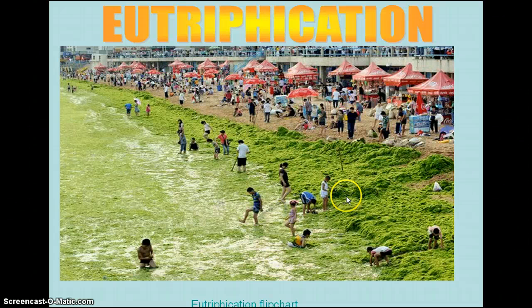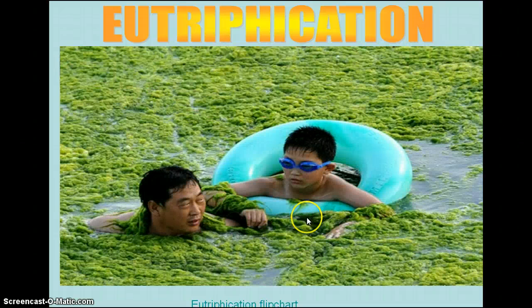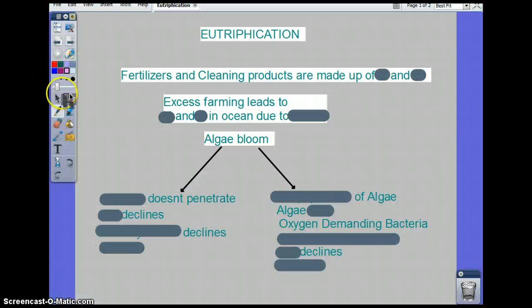So eutrophication, here's a picture for you to kind of embed. This is the excessive runoff of nutrients of nitrogen and phosphorus, and it leads to this algae bloom. I'm going to give you a breakdown of eutrophication in a minute.